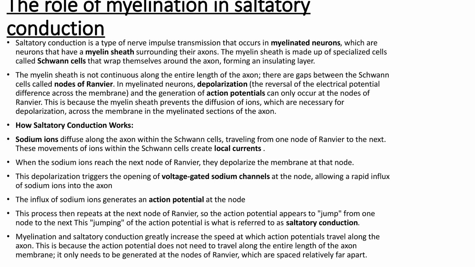This process then repeats at the next node of Ranvier, so the action potential appears to jump from one node to the next. This jumping of the action potential is what is referred to as saltatory conduction. Myelination and saltatory conduction greatly increase the speed at which action potentials travel along the axon. This is because the action potential does not need to travel along the entire length of the axon membrane. It only needs to be generated at the nodes of Ranvier, which are spaced relatively far apart.